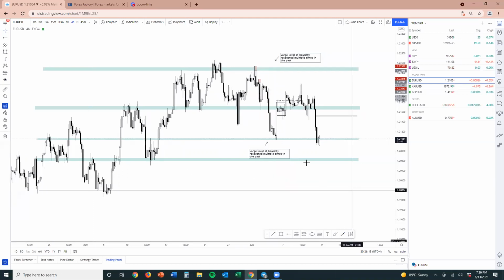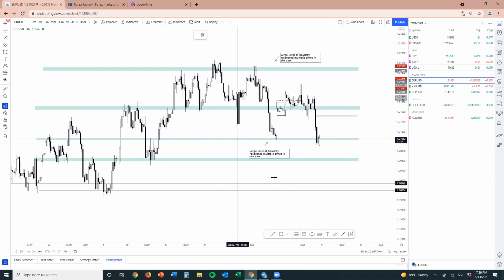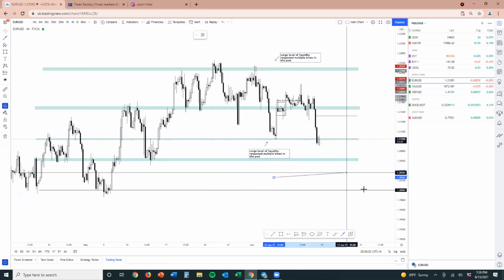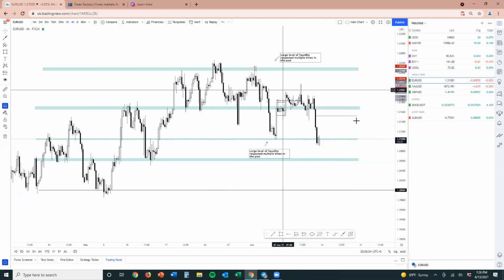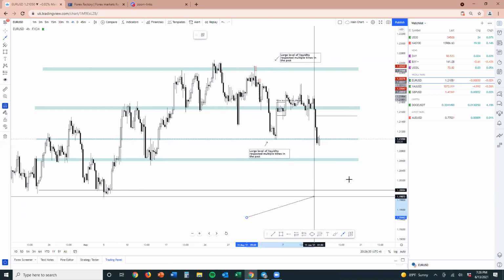But from an overall structure standpoint, I do see us maybe Tuesday, Wednesday-ish, maybe even Thursday, making our push to the downside. And since we are dropping into lower lows, 1.20 is going to be our main target before we look to see where price is going to go.